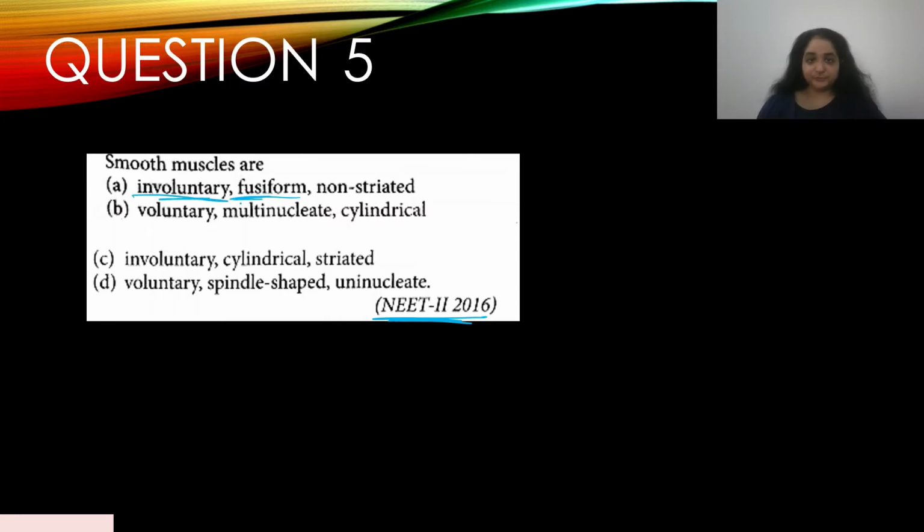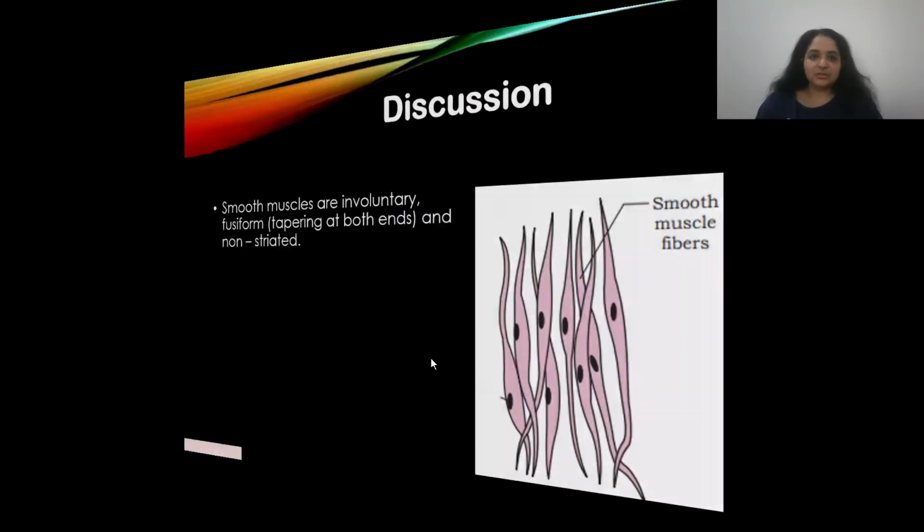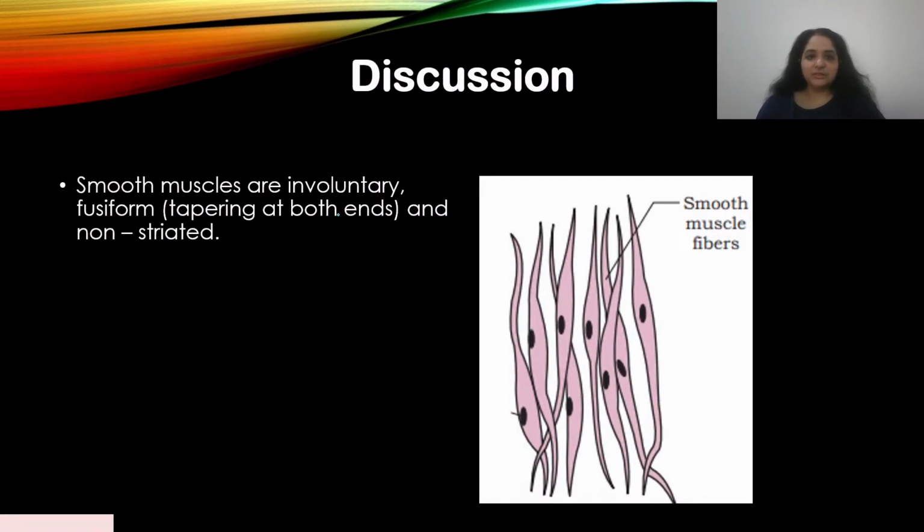They are fusiform shaped and they are non-striated. Okay, so the answer should be A. Let's look at smooth muscles. Yeah, smooth muscles are involuntary, fusiform, that is, they are tapering at both ends. Okay, you see this structure over here, they're tapering at both ends. They fuse together at both ends. Okay, and they are non-striated.